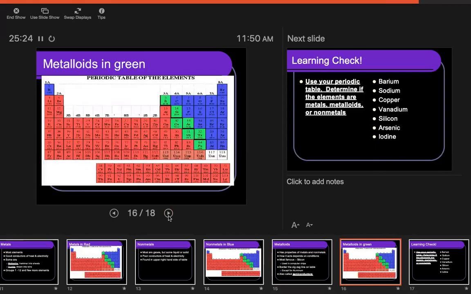Our metalloids then are here in green. So like I said, if you want to draw your line here, start between boron and aluminum, and then you just drop it down, make a little stair step. The boron, silicon, germanium, arsenic, antimony, tellurium, and polonium. These are going to be our semiconductors or our metalloids.